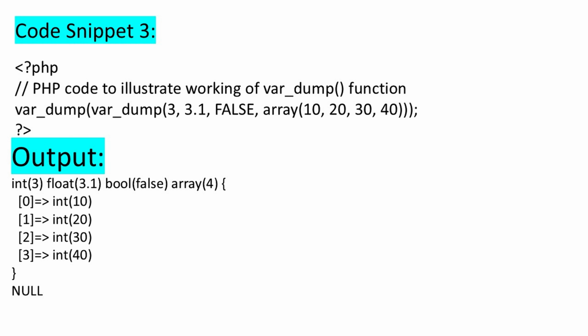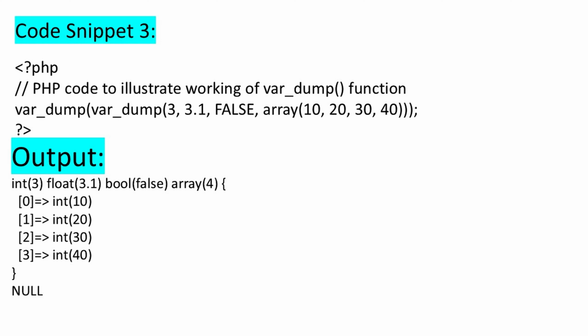In this code example, we are demonstrating how the var_dump function works in PHP. The script begins with the PHP opening tag, followed by a comment line that says, PHP code to illustrate working of var_dump function. Comments in PHP start with a double slash and are ignored by the interpreter. They're simply there to help humans understand what the code is doing.